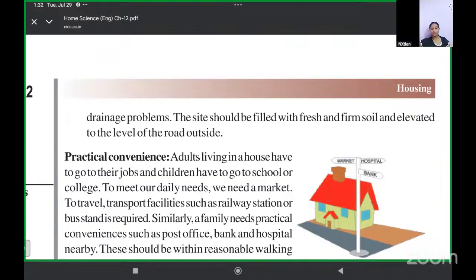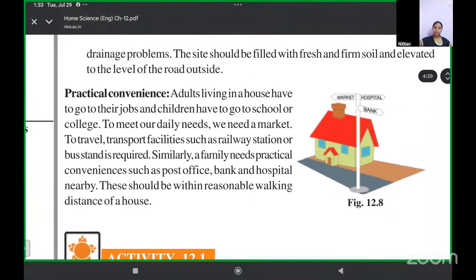So the site should be filled with fresh and firm soil. The old soil should be taken out and it should be filled with fresh, firm soil and elevated to the level of the road outside. Elevated means the road level. If it is way below, it should be raised to the road level.